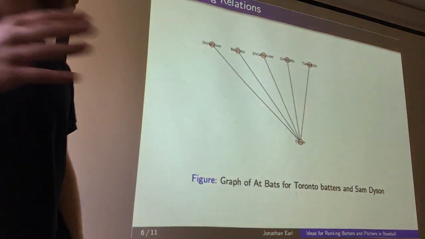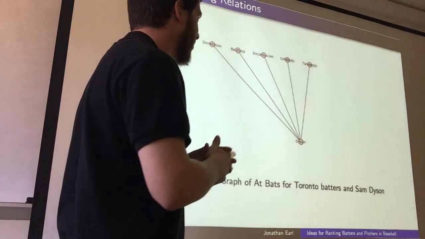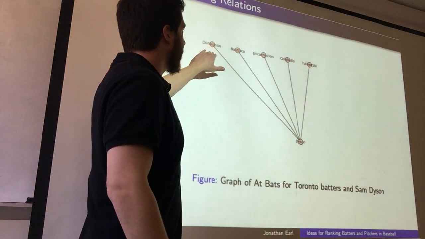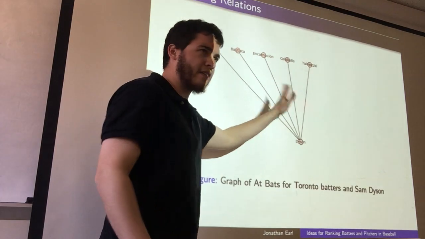Okay, and then we could focus on this a little bit, simplify it and make it a little bit less busy. And what we could notice is that these 5 batters all face Sam Dyson.